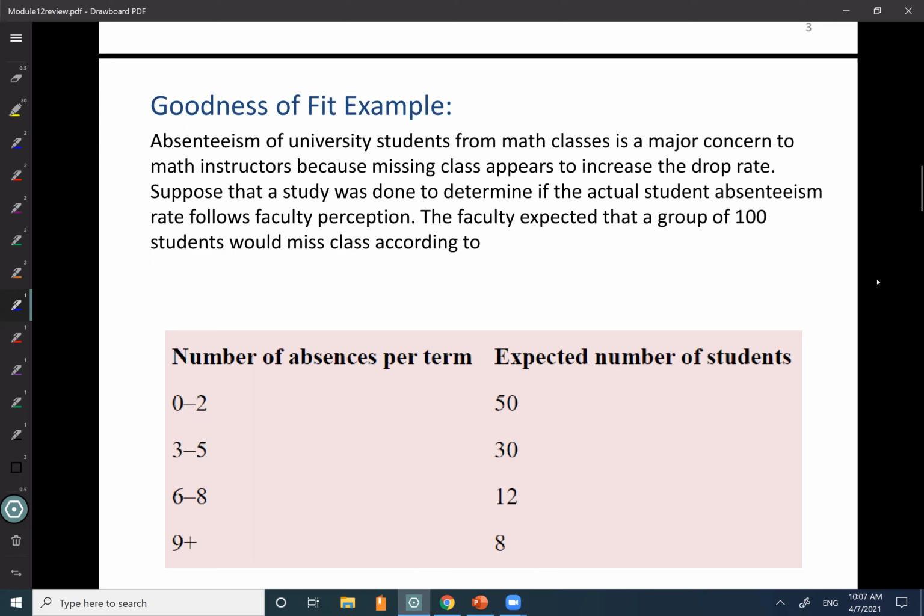This is the number of absences per term in days.